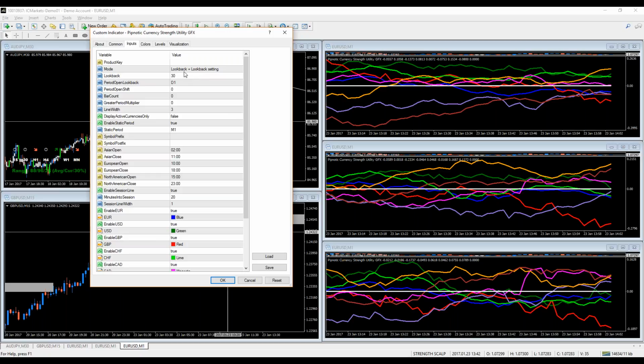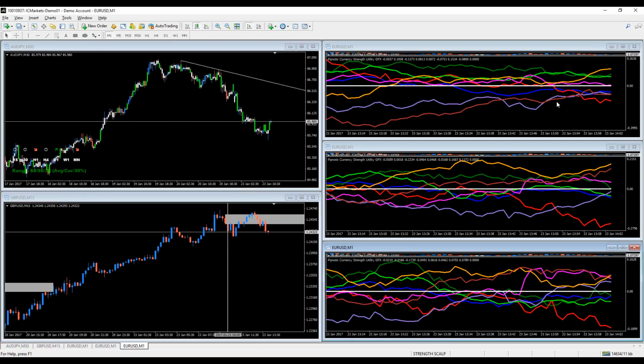We have the look back, and you can put this on... I normally put it on 30 minutes, but you can put it on 15 minutes if you want, but I wouldn't go any less than that. I like this. Normally I keep it on 20 to 30. And this is, of course, minute information as we looked at earlier. So it looks like that. So we have the currency strength information on the right-hand side.